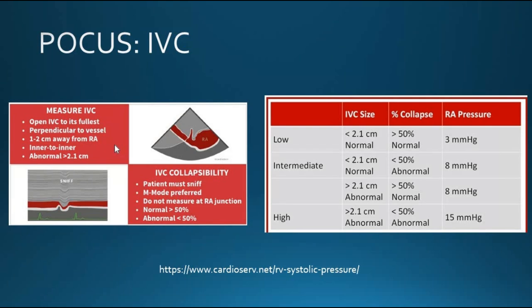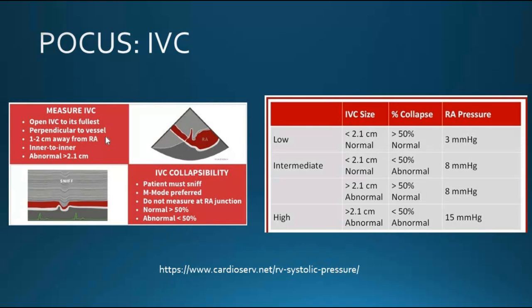So remember, in the subcostal view, you get the IVC, and you measure 1 to 2 centimeters away from the right atrium, and it's inner to inner vessel. Abnormal measurement is greater than 2.1 centimeters. With regards to IVC collapsibility, the patient must do a sniff like this in the M mode, and the normal collapse is greater than 50%. If it collapses less than 50%, that's abnormal.